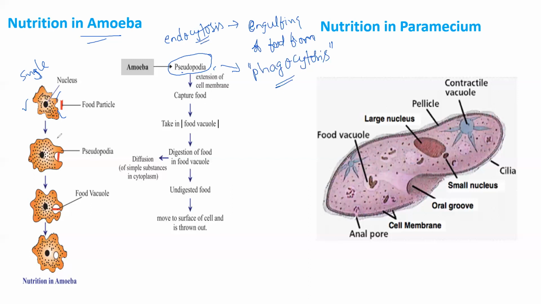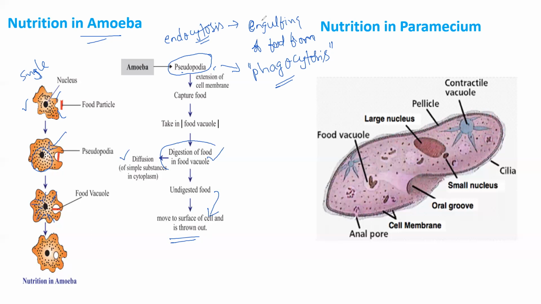Once the food is captured into the cell, it reaches the vacuole. Inside the vacuole there are digestive enzymes which can digest the food. After that, the digested food gets diffused into the body, meaning the cytoplasm. After that, it is utilized for other life processes like reproduction and excretion. Those all happen once the digested food is absorbed by the cytoplasm, absorbed by the body. After that, undigested food is expelled from the body.